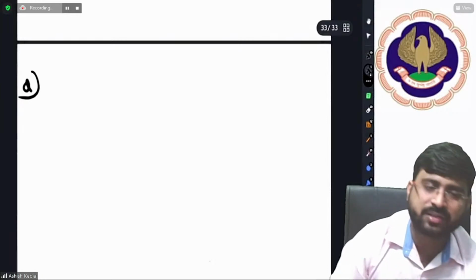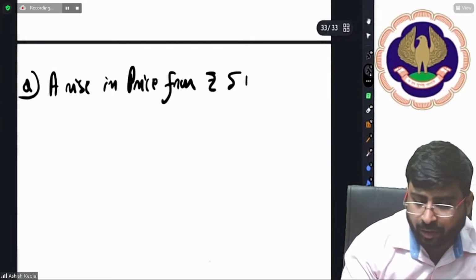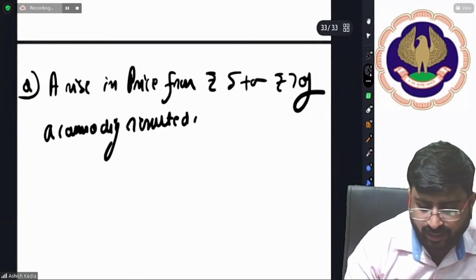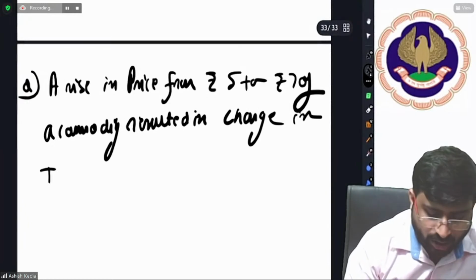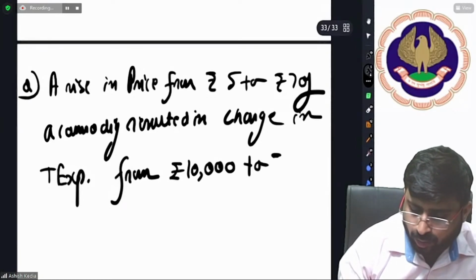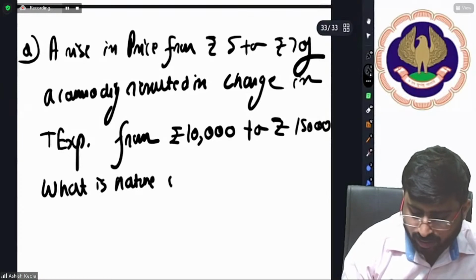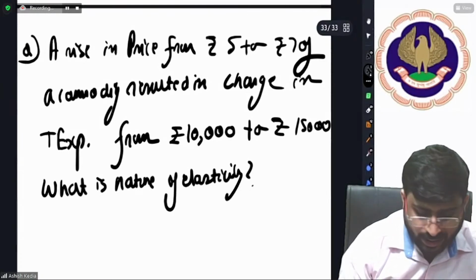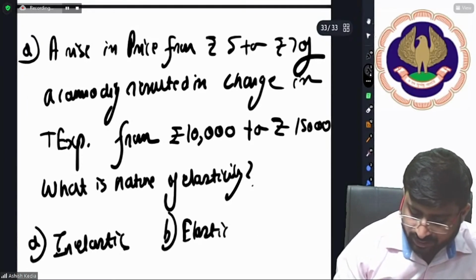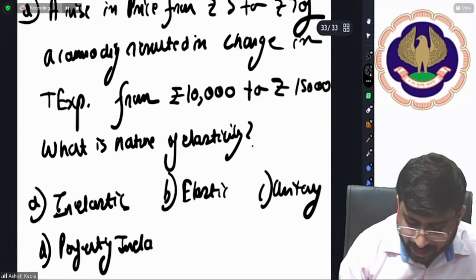The question is: a rise in price from rupees 5 to rupees 7 of a commodity resulted in a change in total expenditure from rupees 10,000 to rupees 15,000. What is the nature of elasticity? I am giving you options here. A, inelastic. B, elastic. C, unitary. Or D, perfectly inelastic.